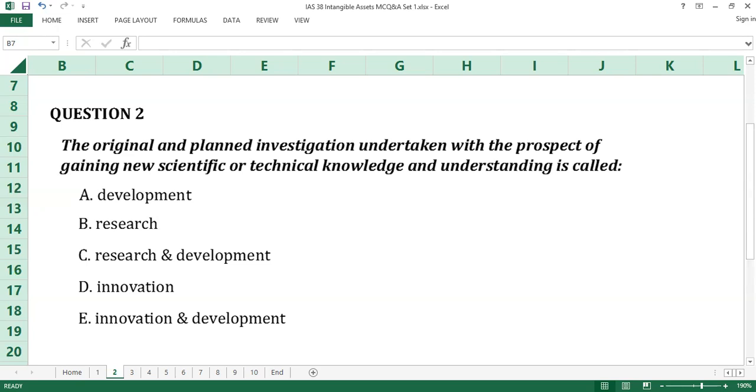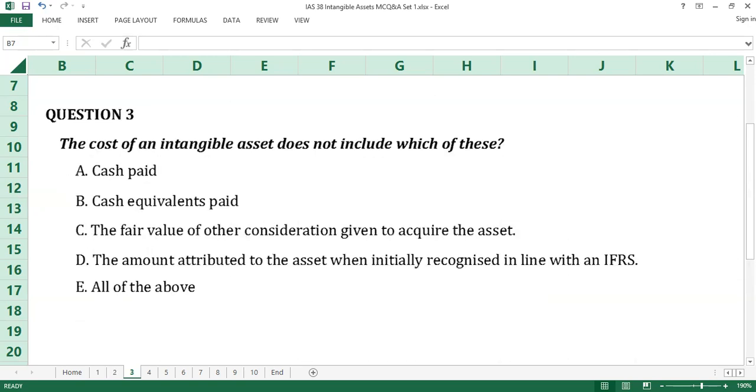It is different from development, which is the application of such findings or other knowledge to a plan or design for the production of new or substantially improved materials, devices, products, processes, systems, or services before the start of commercial production or use. B is the answer to question number 2. Question number 3. The answer to question number 3 is E, all of the above.